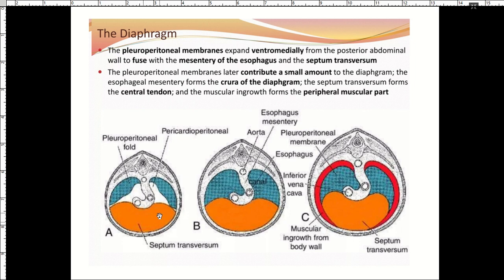That's why the central tendon of the diaphragm is also going to be innervated by the phrenic nerve, right? Remember, sensory innervation. And then the muscular ingrowth forms the peripheral part, right? So you also have the phrenic nerve giving motor innervation, because these muscular ingrowths are coming from C3 to C5. So this is your septum transversum, the central tendon, this is your crura, this is your pleuroperitoneal membrane, and then you're going to have these muscular ingrowths coming from C3 to C5, right?